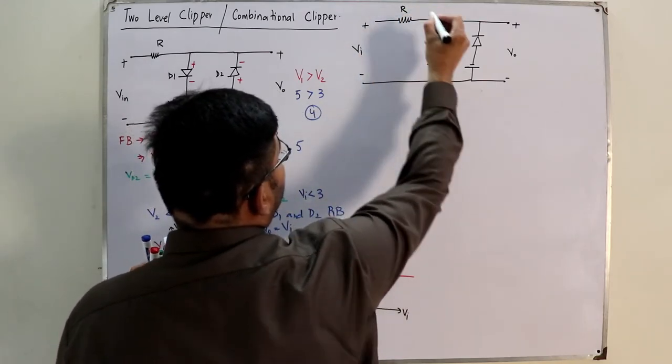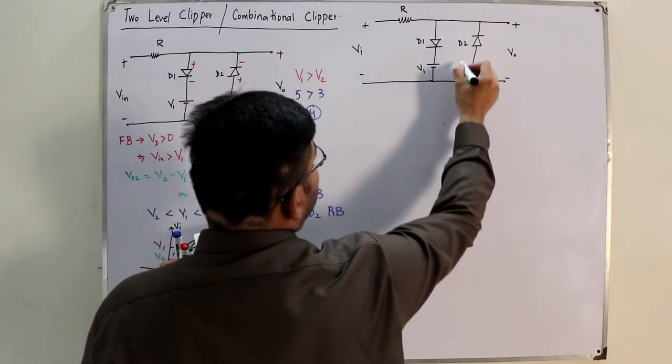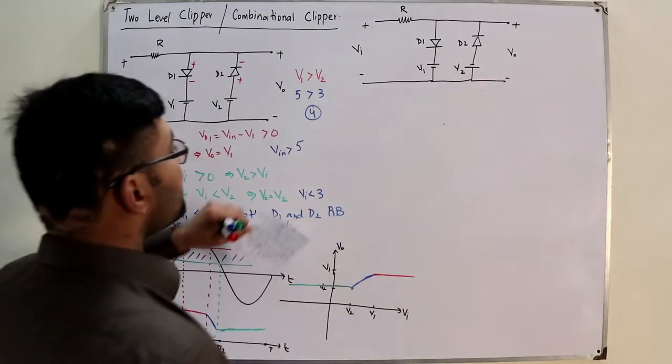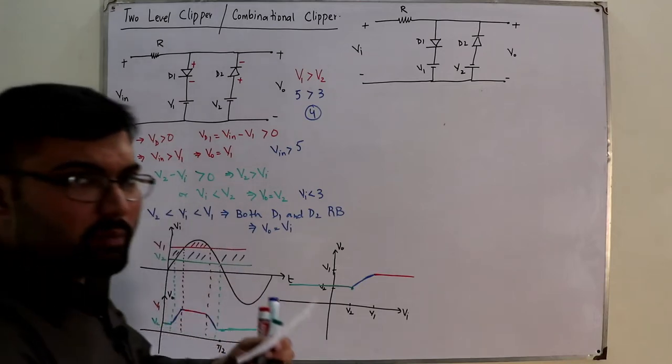This is a resistor R. This is a diode D1. This is a source V1. This is a diode D2. This is a source V2. Now in this case, I took V1 greater than V2. You could also take V1 less than V2. You can play with it, right?